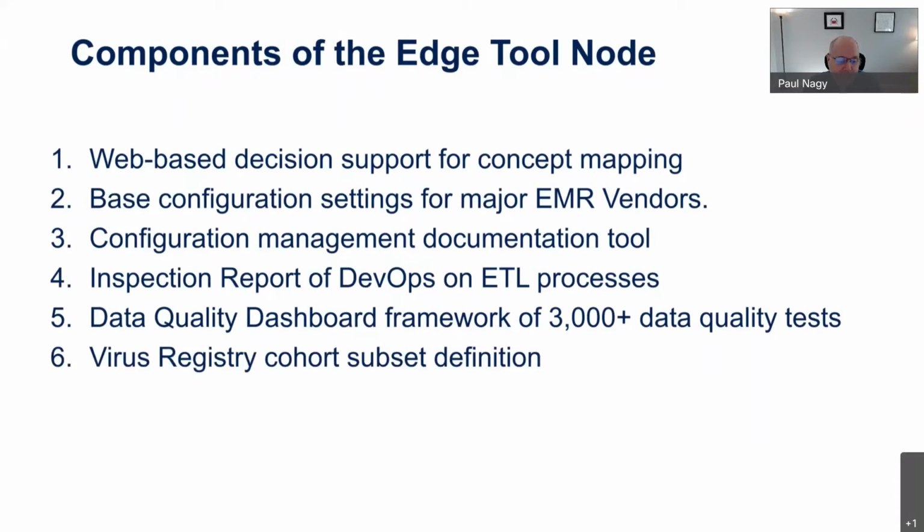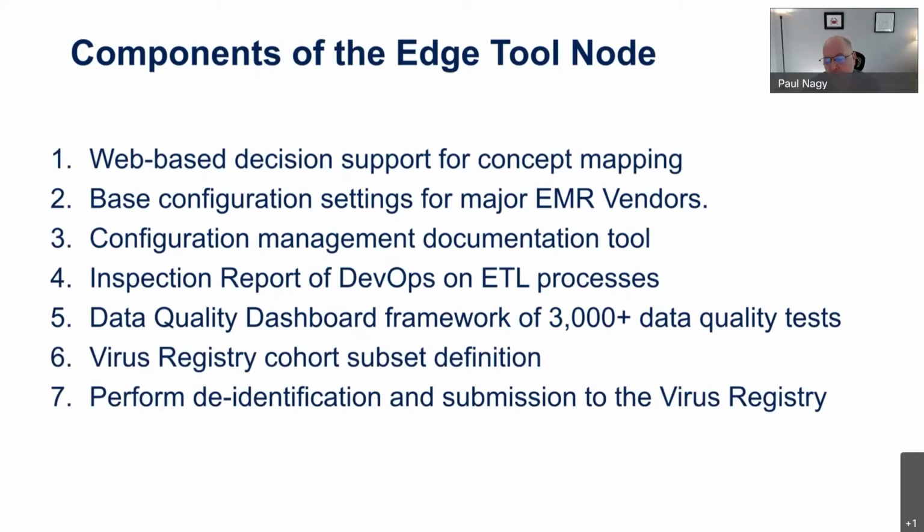Then we'll be subsetting that data set for patients with a confirmed diagnosis of COVID and exhibiting symptoms and potentially being hospitalized into a cohort, and then de-identifying that data, only taking the categorical fields and submitting that to the virus registry. These are the 7 components of the Edge Node tool, and our goal is to really significantly reduce the time it takes for a health system to convert their EMR data over to a registry's format.